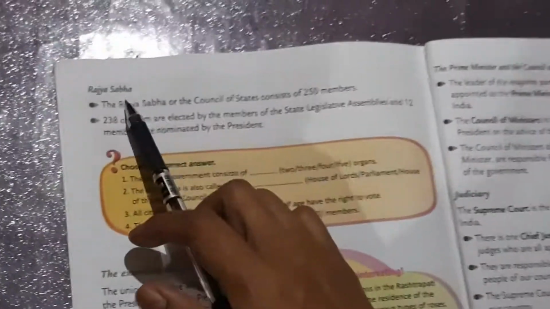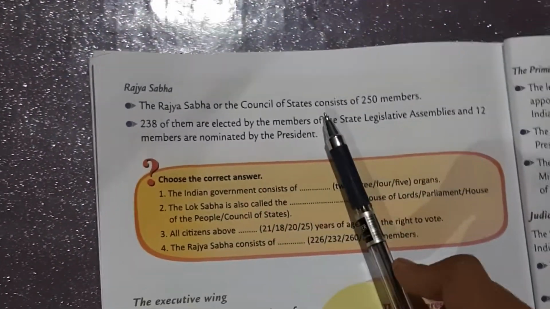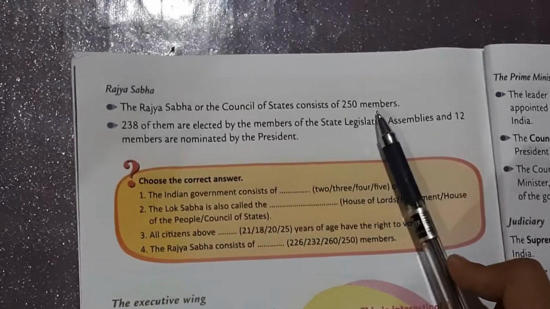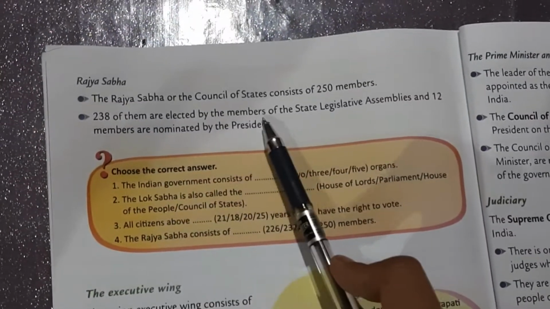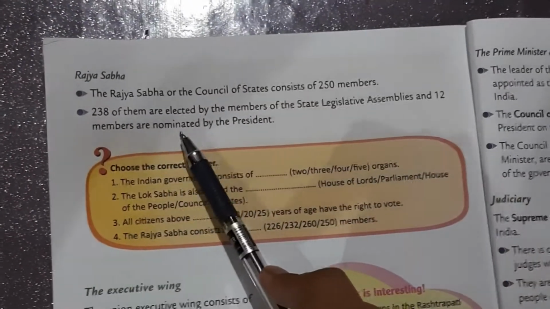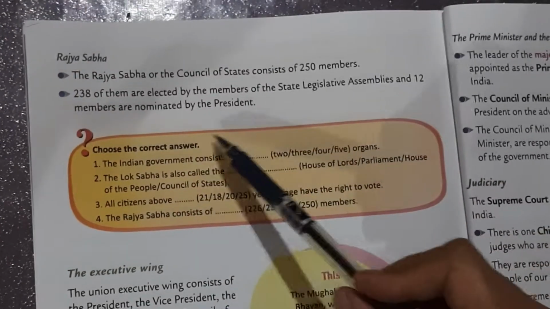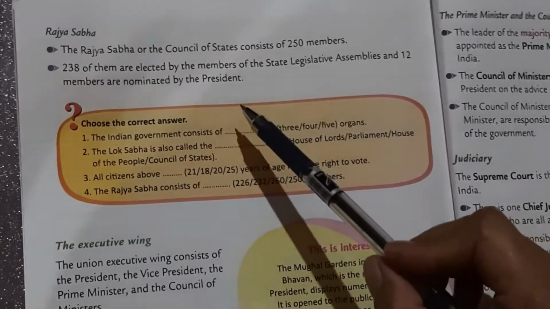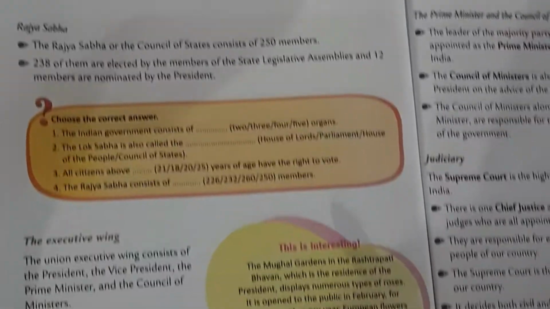The next house is the Rajya Sabha. The Rajya Sabha, or the Council of States, consists of 250 members. 238 of them are elected by the members of the legislative assemblies, and 12 members are nominated by the president. The president is very powerful.